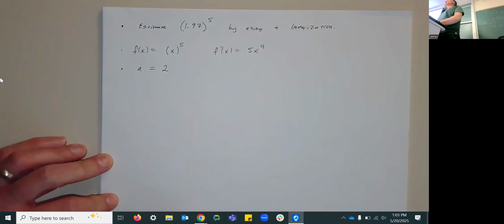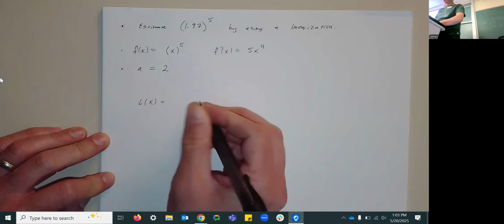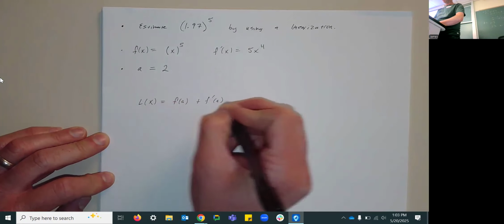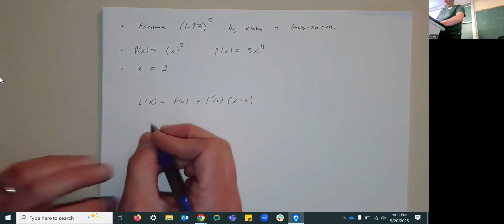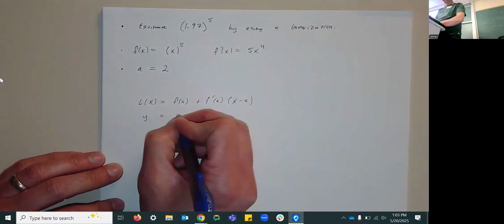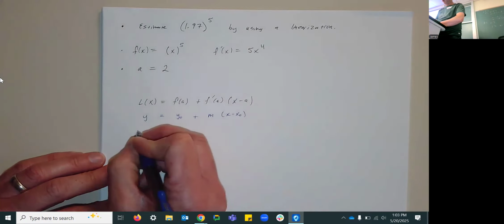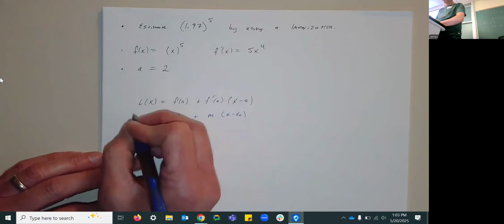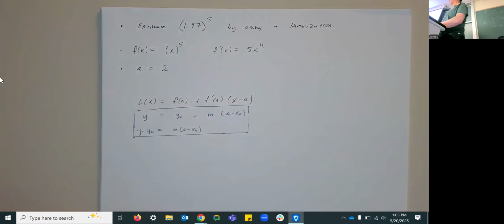And then I like to write down the linearization formula because sometimes I forget exactly what I'm doing. So I know the linearization is equal to f of a plus f prime of a times x minus a. Again, as a reminder, this is really just like y equals y naught plus m times x minus x naught, or y minus y naught equals m times x minus x naught. It's really just coming from the point slope form of your equation of the tangent line.